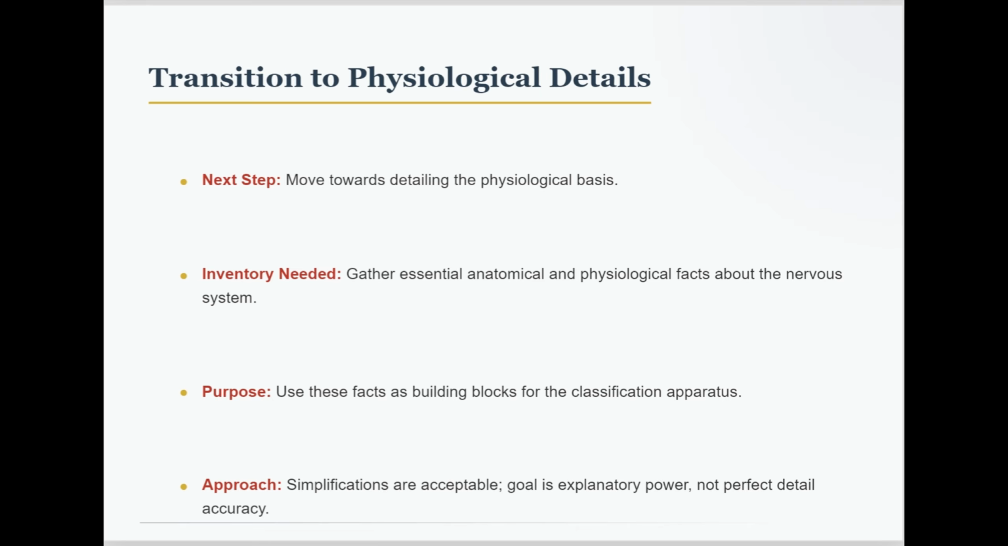All right, we've laid out the core idea. Now, let's start getting practical. To build this classification machine, we need the right materials. We need to quickly survey the essential facts about the nervous system: the neurons, the axons, the dendrites, how they connect. We won't get bogged down in every tiny detail. Our goal isn't necessarily perfect anatomical accuracy, but to see if a system built on these principles can, in principle, explain mental phenomena. We'll use simplifications to highlight the core mechanisms.